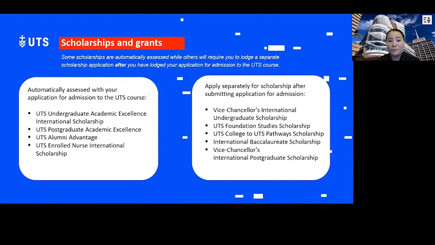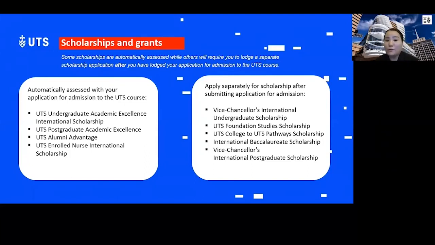The fourth scholarship listed here that is automatically assessed is the UTS Enrolled Nurse International Scholarship. So if you have completed a recognized Diploma of Enrolled Nursing program in Australia, and you meet the entry requirement for the 2-year Bachelor of Nursing with the 48 credit point exemptions, then you are automatically eligible for the scholarship.